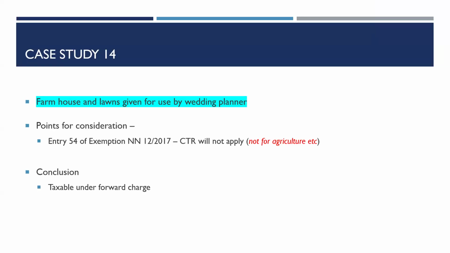Basically, I was trying to tell that it should come under reverse charge and not under forward charge. It won't be a residential dwelling. Entry 5AB, registered person to any registered person. Okay, sir. Possible, sir. Yes, sir.